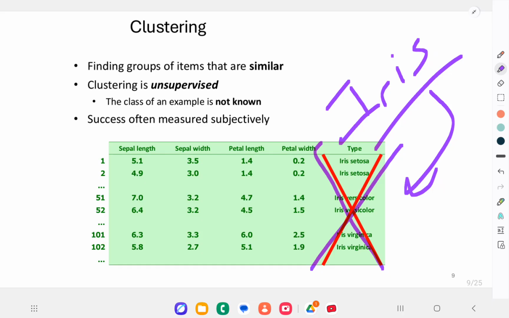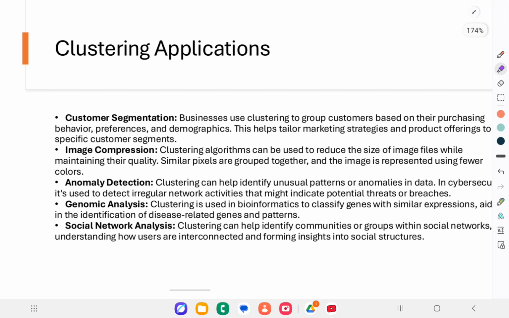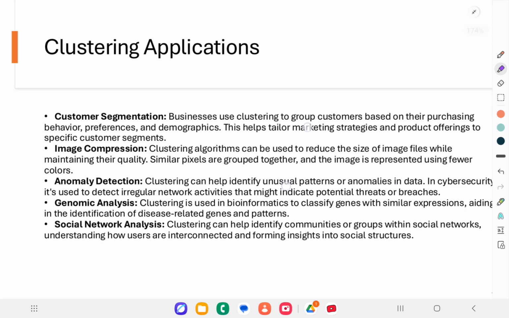Think of supervised learning like a student studying from a marked answer key, while unsupervised learning is like exploring a new city without a map, just looking for neighborhoods and hotspots based on experience alone. So under unsupervised learning, we find things like clustering and dimensionality reduction. I listed here again some of the fielded applications for clustering.